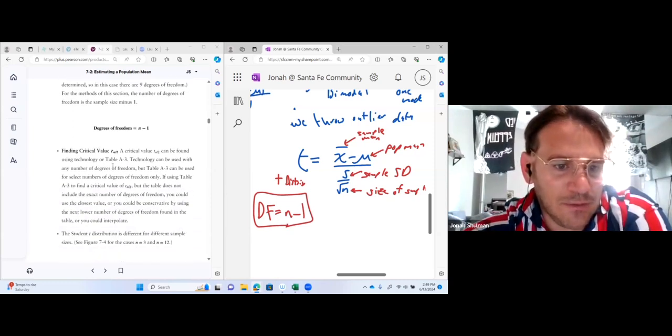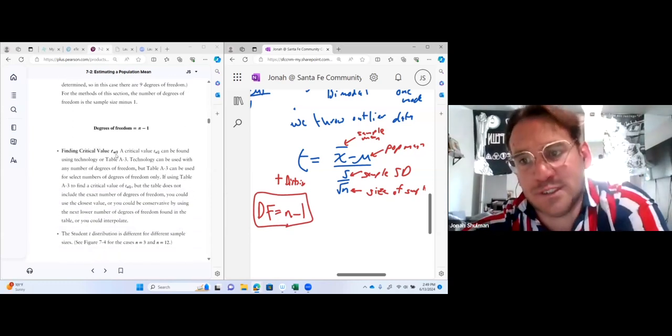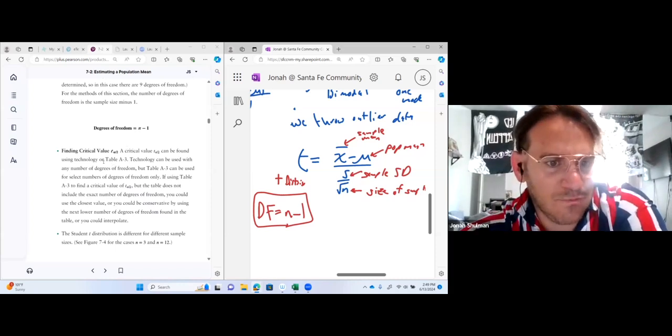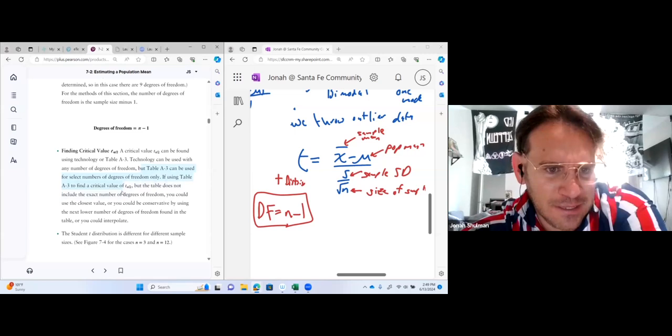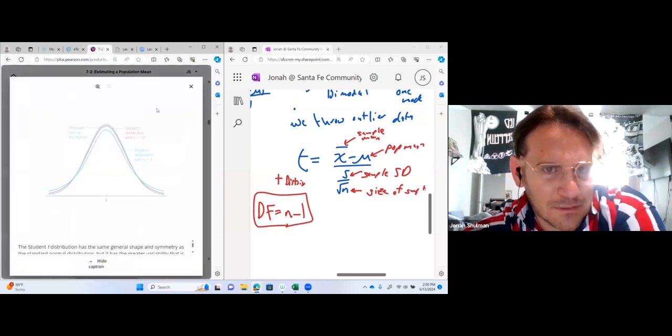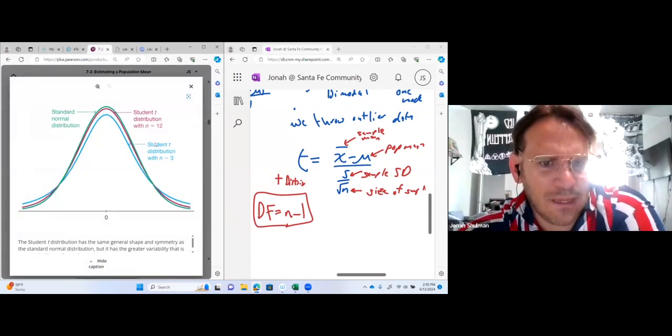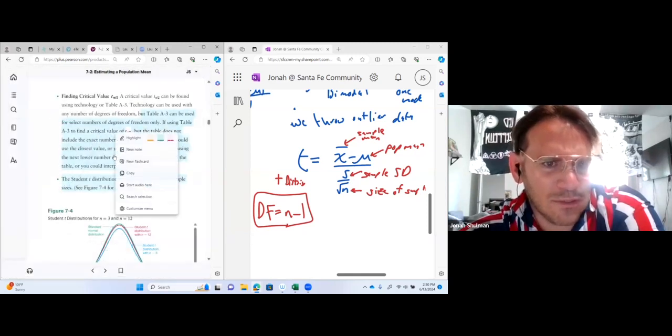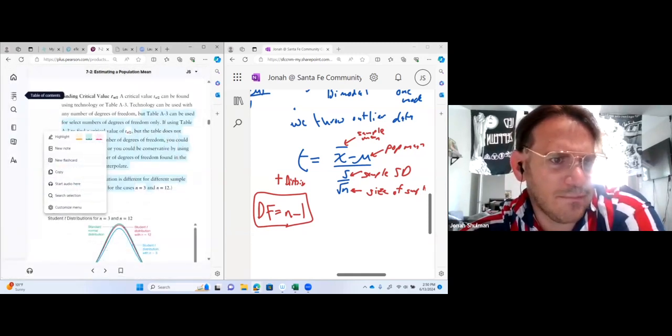And then our critical value. We're going to do the critical value just like how we did the z-score. You can use technology, or there should be a table. If it does not include the exact number, you could use the closest value. Student t-distributions are different for different sample sizes, so when it's 3 versus when it's 12, I might as well go to the table. So let's look at table A3.